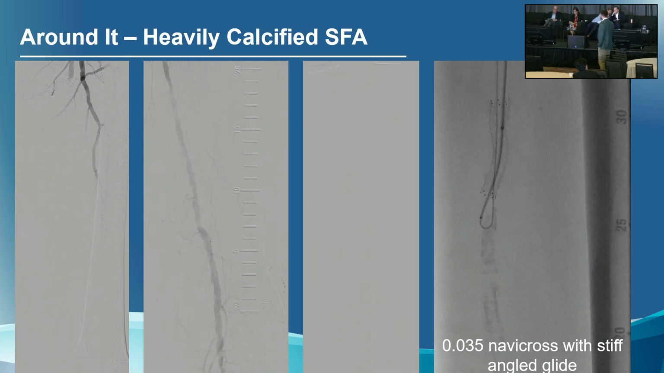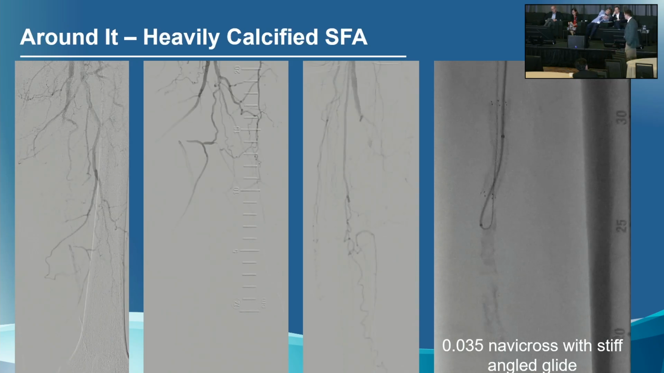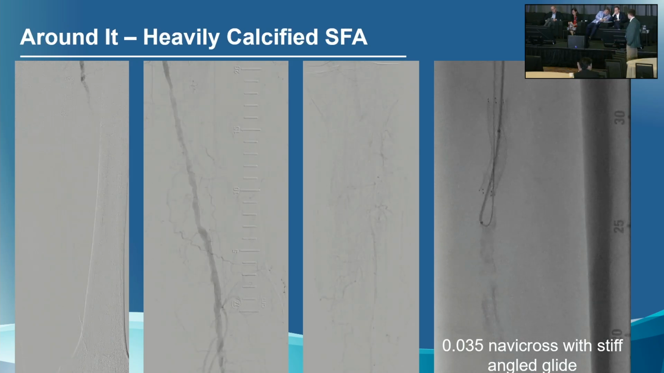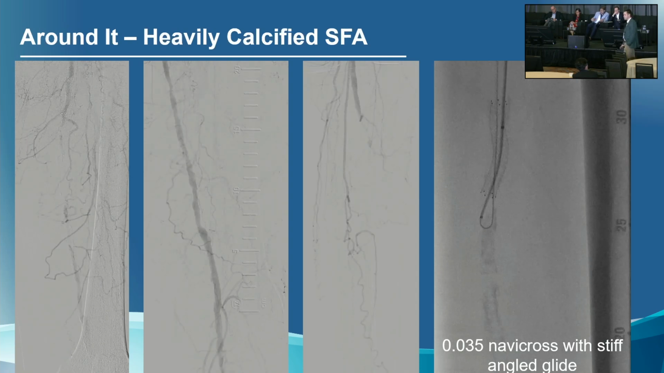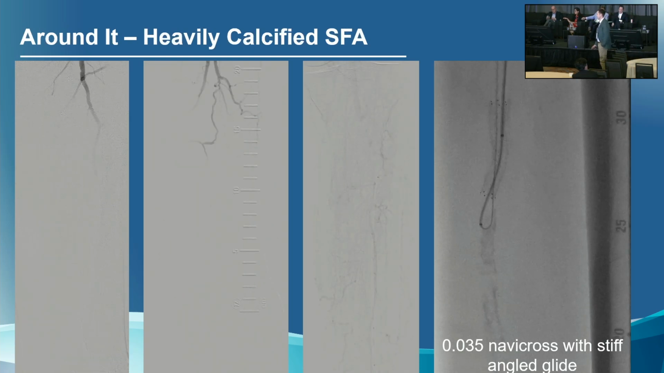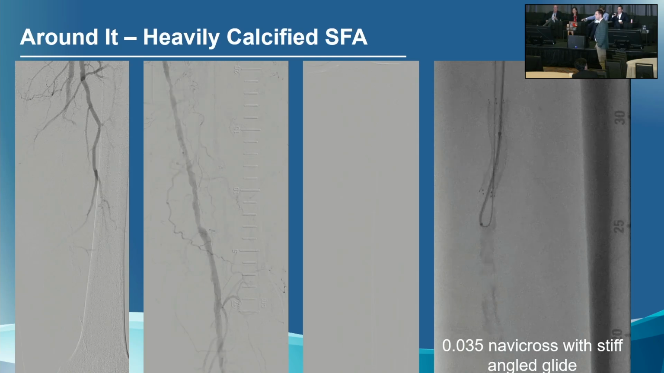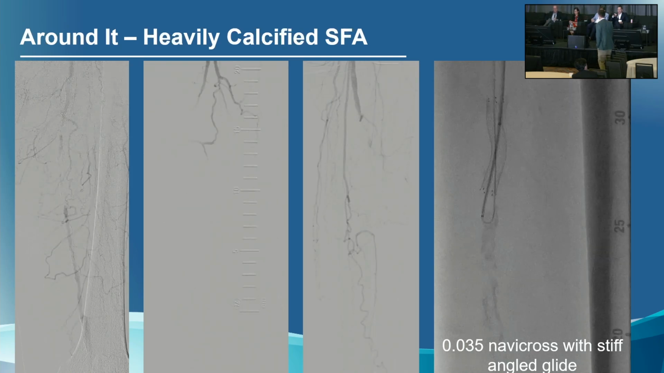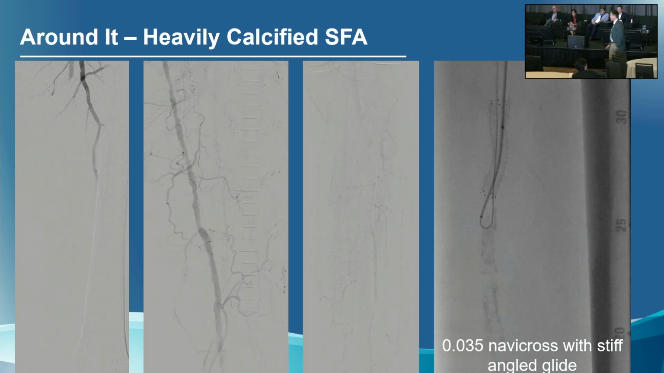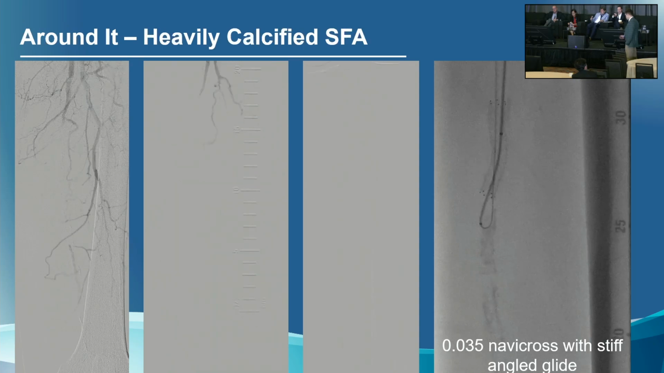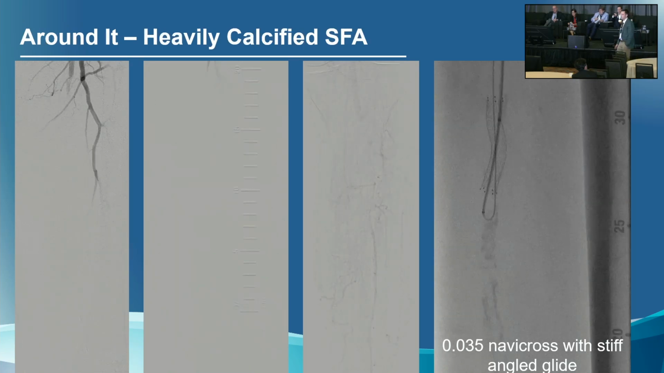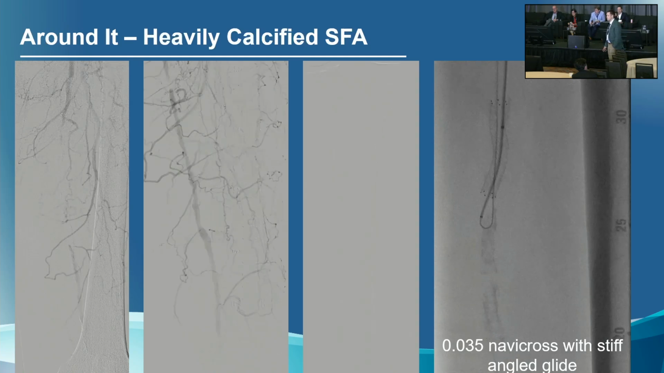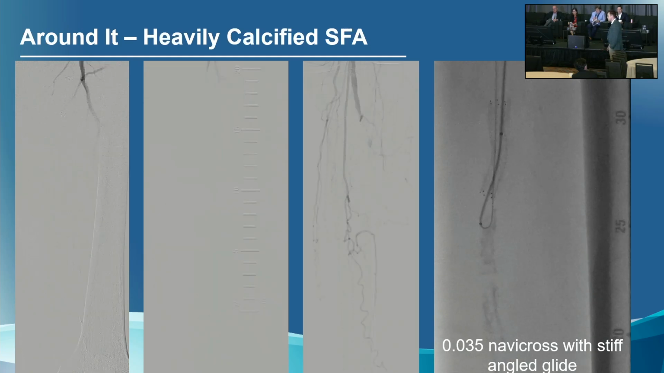I'll stop there. How would you change your strategy at this point in time? I'll show you what we did. We stopped here because I was up and over, and we have to think about deliverability of equipment. I showed you how tortuous his vessels were. The pushability and ease of delivering anything up and over is not really facile there. So we stopped.